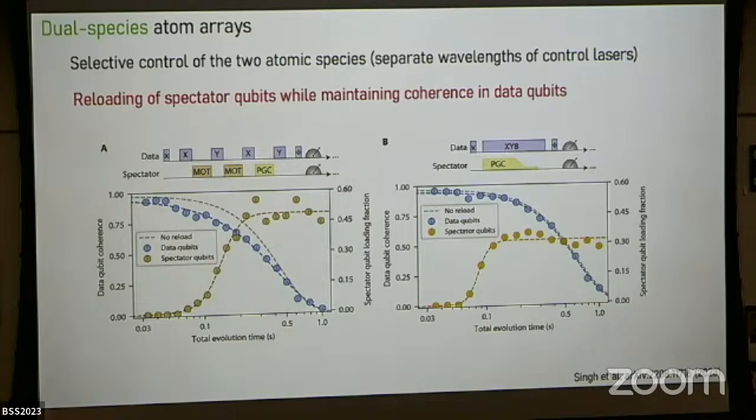So the reload time here, I believe, is around 100 milliseconds for both of these schemes. I think one is 150, the other one is 90 or something like that. And again, with these alkaline earth atoms in the hyperfine qubit, you have these T2 times that are several seconds. So, well, at least 1 second. So it's still much shorter, but not super. Anything else? Yeah.